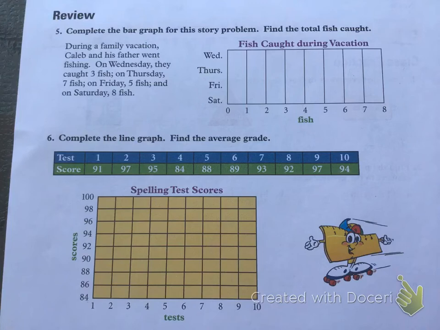Complete the bar graph for the story problem. It says, during the family vacation, Caleb and his father went fishing. On Wednesday, they caught 3 fish, Thursday 7, and Friday 5, and Saturday 8. So here we go. You don't have probably a highlighter. If you do, congratulations. You should have all your highlighters because I sent them all home with you.